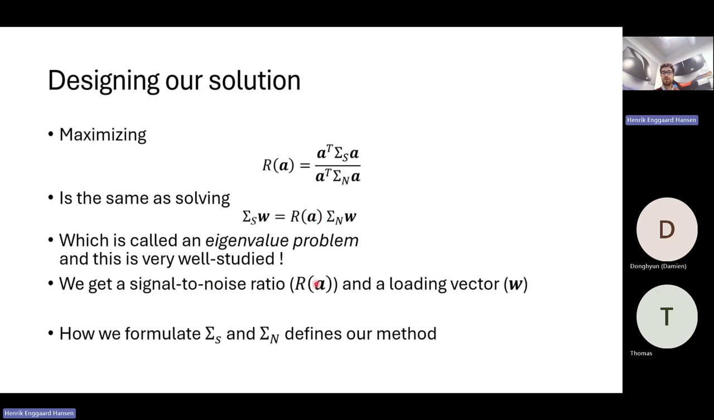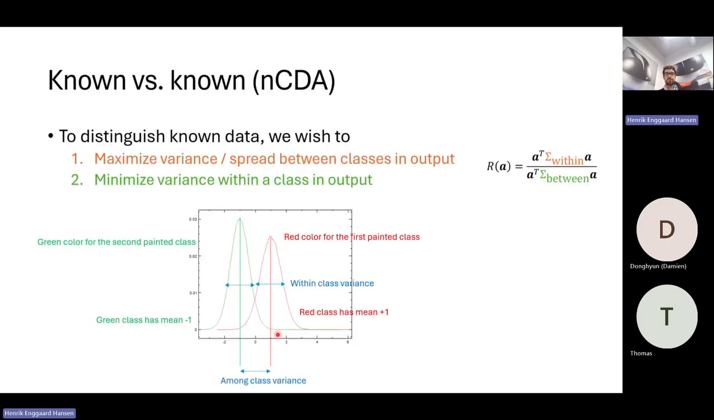Essentially, we get a signal-to-noise ratio, which tells us how good our separation is. We get a loading vector, which tells us how we get that separation of the data. And then all that's left is to figure out how to formulate our signal covariance and our noise covariance in order to get the method that we're interested in. The first example we have of this is that we want to distinguish known data. We wish to essentially get the maximum variance, or maximum spread, between the classes in our output.